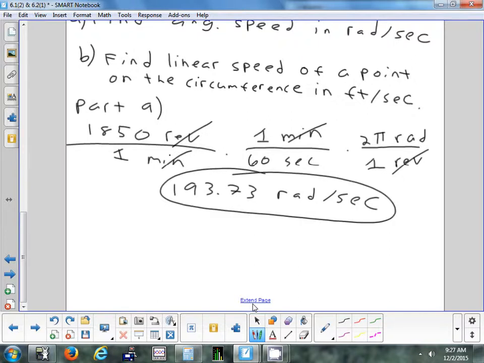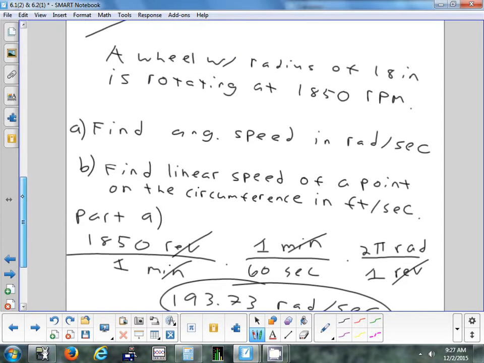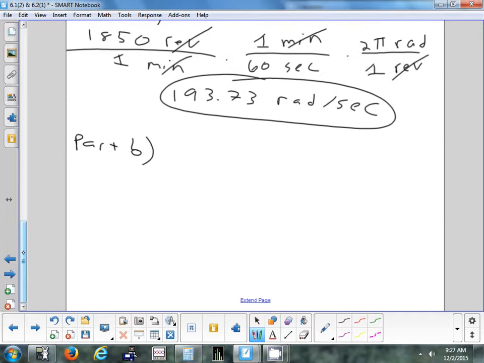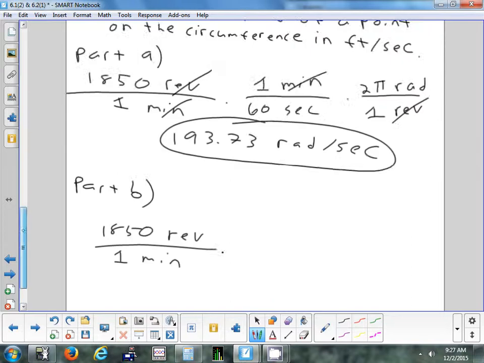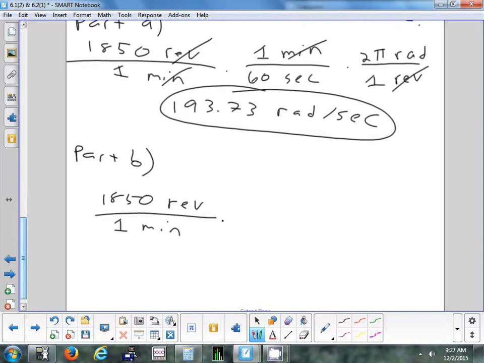Now sometimes they have you do part A because it helps you with part B. Not in this case. Part A was just a separate question. It actually has nothing to do with part B at all. All right, now let's look at part B. We want to convert revolutions per minute to feet per second. So we're going to start out the same way, but something different is going to happen here, something we haven't done yet. Let's just get minutes to seconds. We can do that part first. 1 minute, 60 seconds.